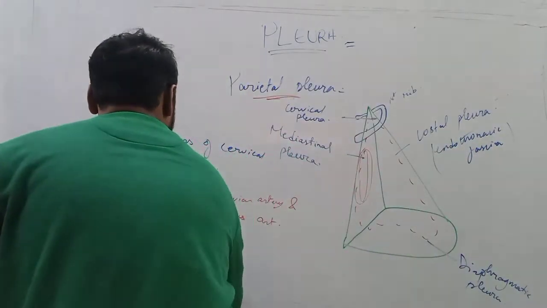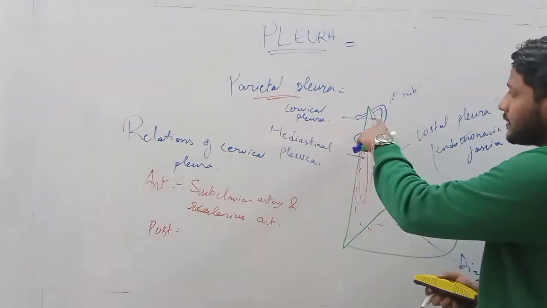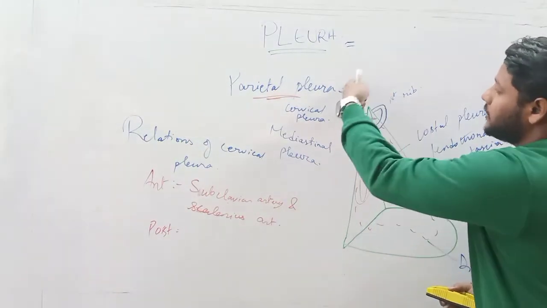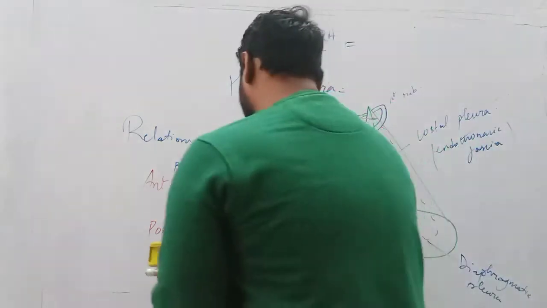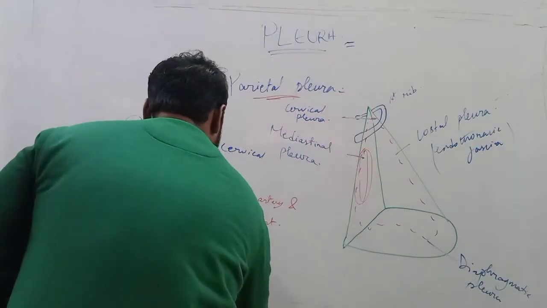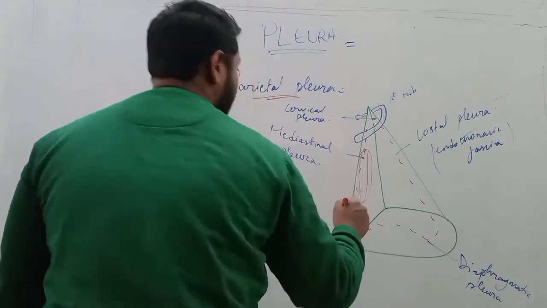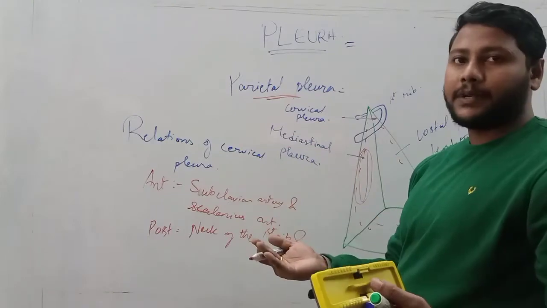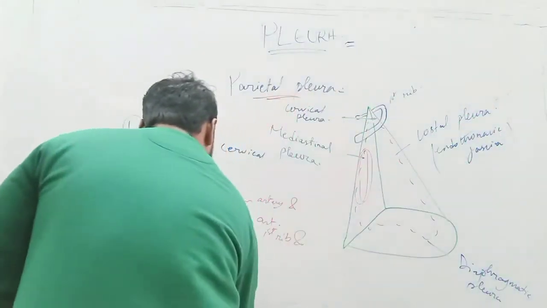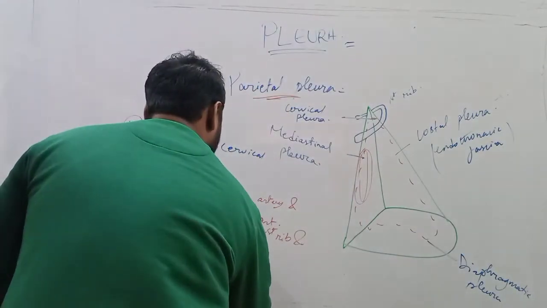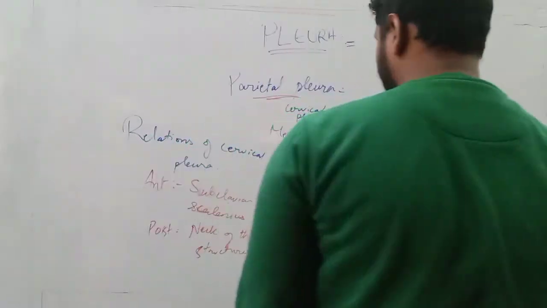Posteriorly, if you can clearly see, this cervical pleura is related to the neck of the first rib. So posteriorly we have the neck of the first rib, and the structures which are present on the neck, which means the neurovascular bundles, and structures around it.